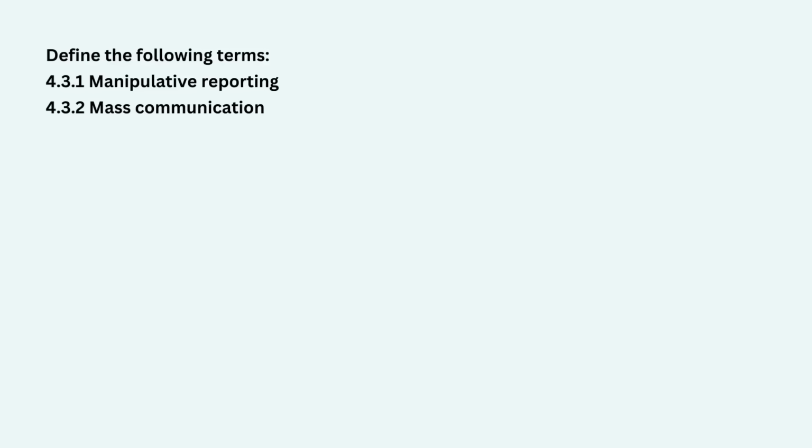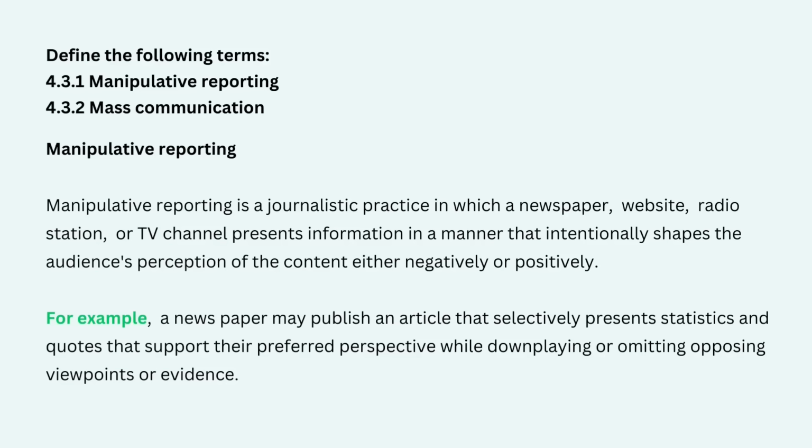Question. Define the following terms. 1. Manipulative reporting. Manipulative reporting is a journalistic practice in which a newspaper, website, radio station, or TV channel presents information in a manner that intentionally shapes the audience's perception of the content either negatively or positively. For example, a newspaper may publish an article that selectively presents statistics and quotes that support their preferred perspective while downplaying or omitting opposing viewpoints or evidence.